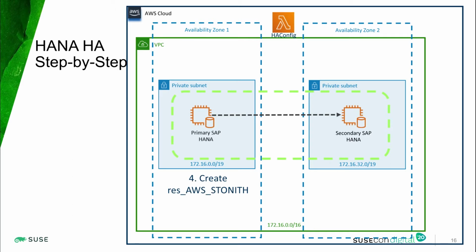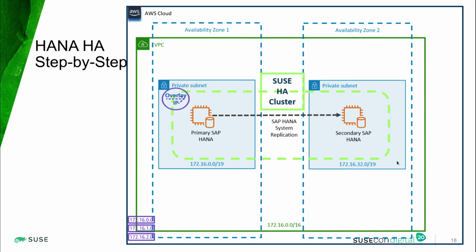Then it creates the fencing agent and the floating IP resource agent. Then it creates the cloned resource agent, and finally it creates the SAP HANA resource agent. Here we have another diagram describing the SUSE HA cluster and how it manages the SAP HANA database system replication.